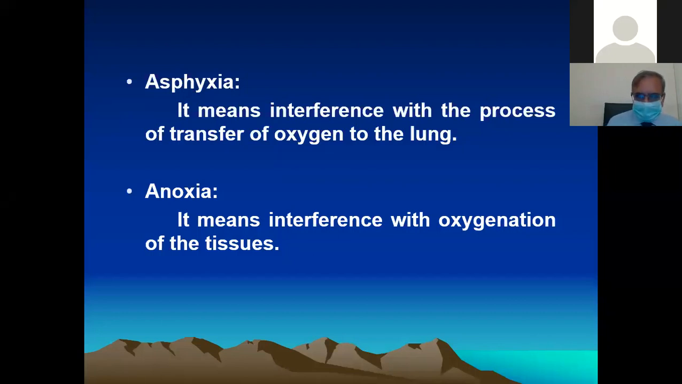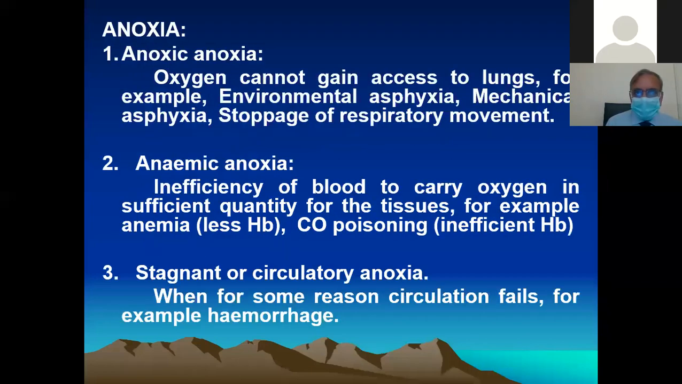So anoxia is divided into 4 categories. Anoxic anoxia, when the oxygen cannot gain access to the lungs. For example, environmental asphyxia, mechanical asphyxia, or stoppage of respiratory movement. These are the various examples. Sometimes oxygen is not present in the environment, sometimes the passages are not favorable to pass on the oxygen.